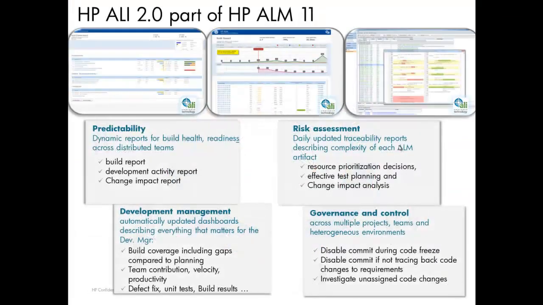Based on customer demand, with HP ALI, we expanded HP ALM traceability into code change sets and build management systems to provide all these capabilities: predictability into the development work, change impact analysis, and risk-based assessment. We simplify the life of the development manager, and we allow applying governance policies to ensure the development time is spent in accordance with the business priorities, while allowing developers freedom of choice, working with the tools they would like to adopt and work with. HP ALI 2.0 provides visibility into everything that matters and restores sanity to the application lifecycle in our post-Steve Jobs world.